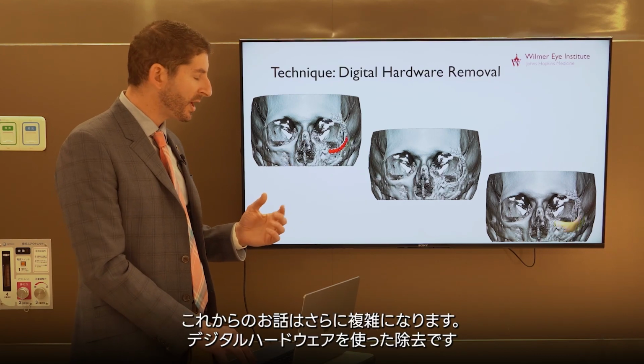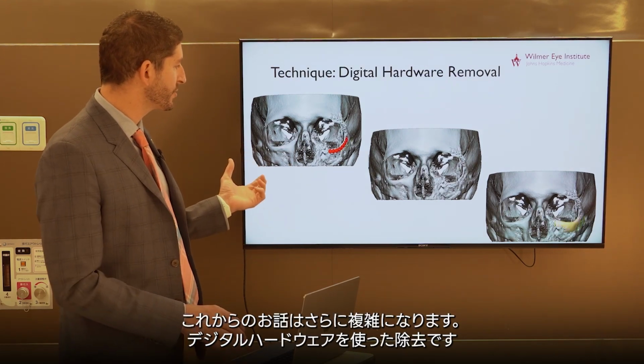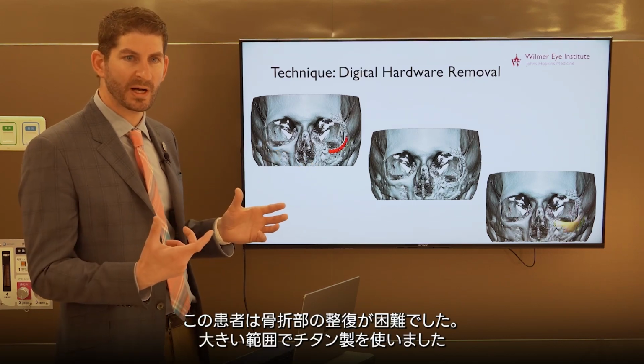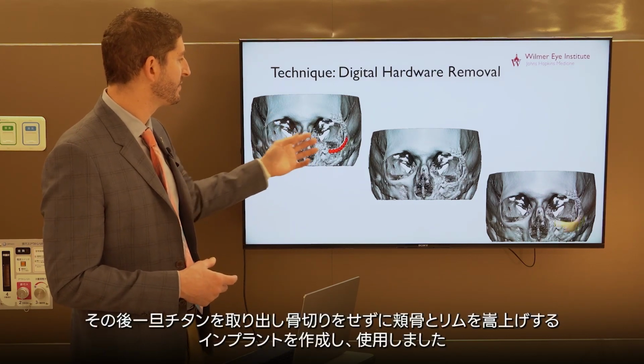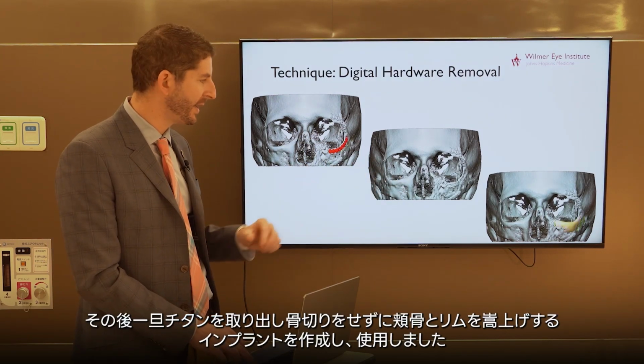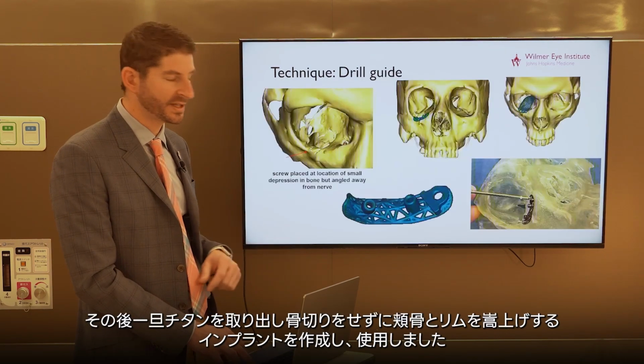You can get a little bit more complicated. Here I'm doing something called hardware extraction. This is a patient with a fairly robust zygoma fracture that was not reduced properly. He has a ton of titanium. We've taken this titanium out and designed a new implant to build up the malar rim rather than doing osteotomies.